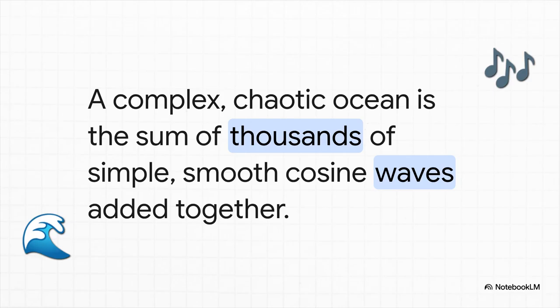Don't think of a chaotic ocean as one big, messy wave. Instead, picture it as a chorus of thousands of tiny, simple, perfectly smooth little waves all singing at once. Each one is just a perfect little cosine wave, but when you add them all together, you get that incredible, irregular, unpredictable surface of a real sea.